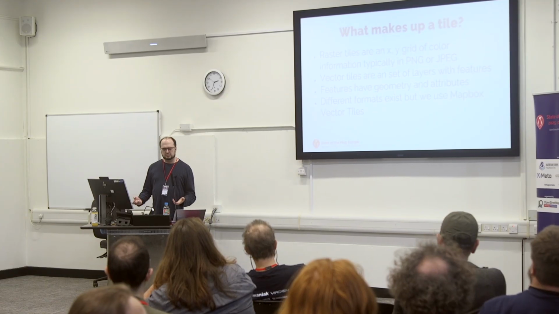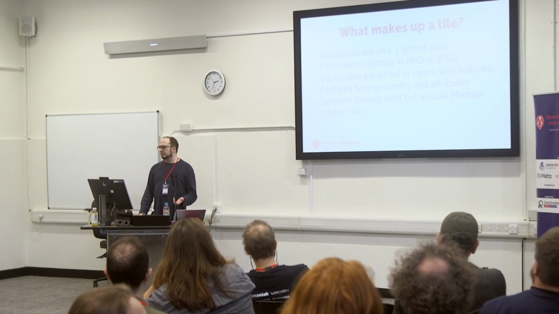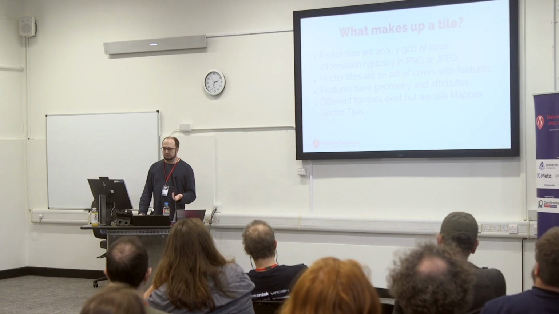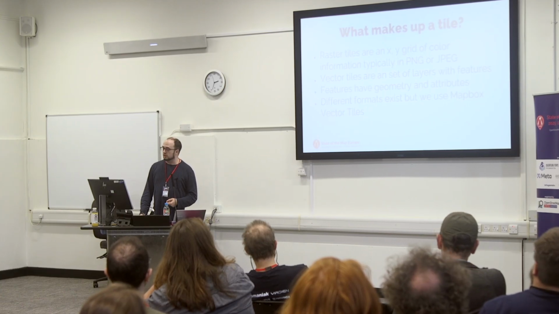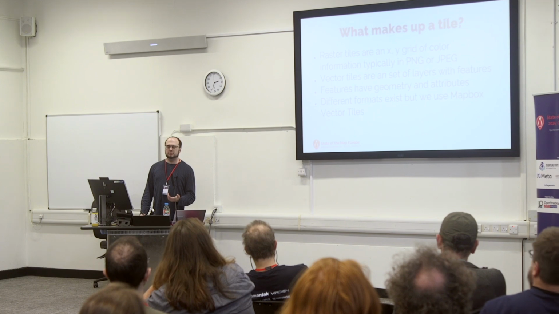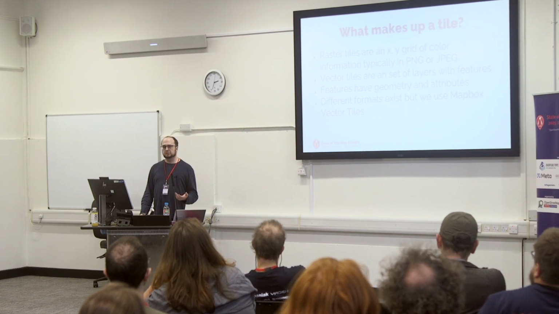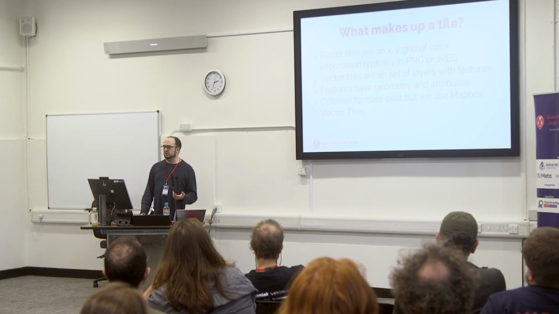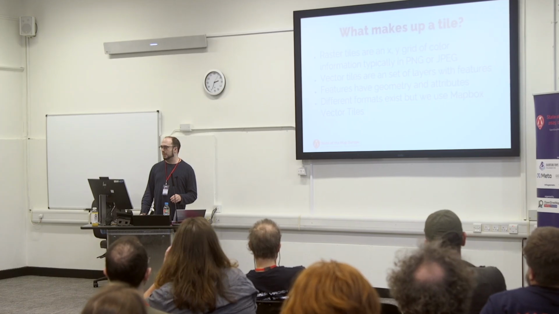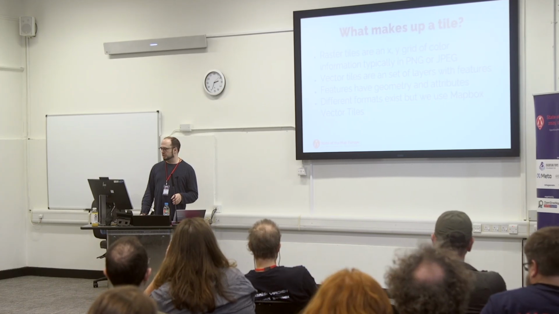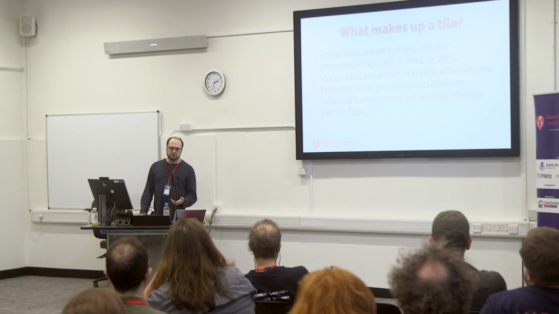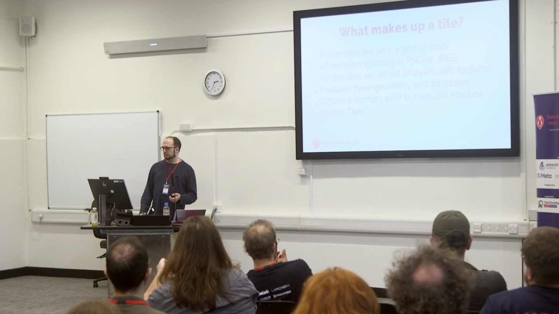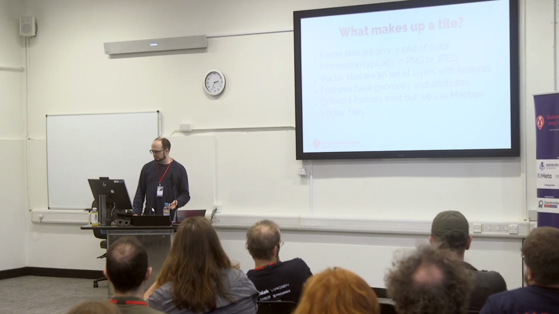But what makes up these tiles? So raster tiles are images, which I'm sure everyone has seen images before, but it's a 2D array of colors. Vector tiles are different because they don't have colors or anything like that. They have layers with geometries. There's different formats out there, but the one that we're serving, and the most common one right now, is Mapbox vector tiles.